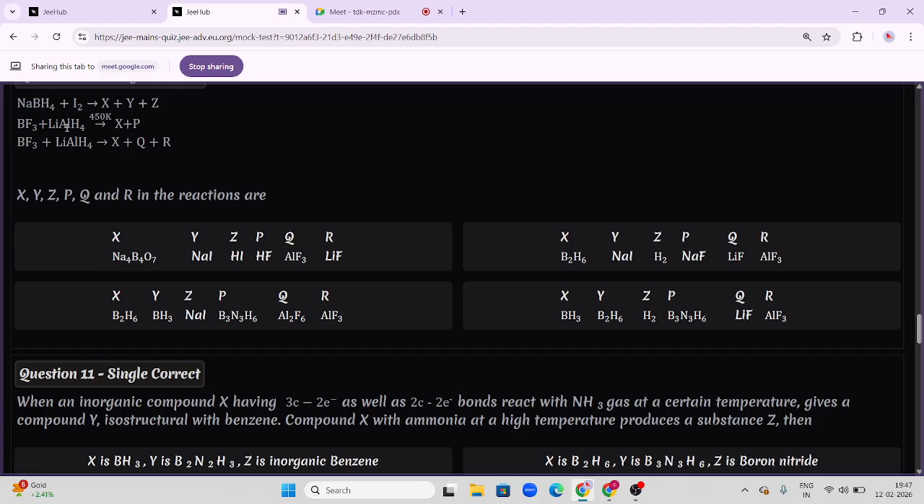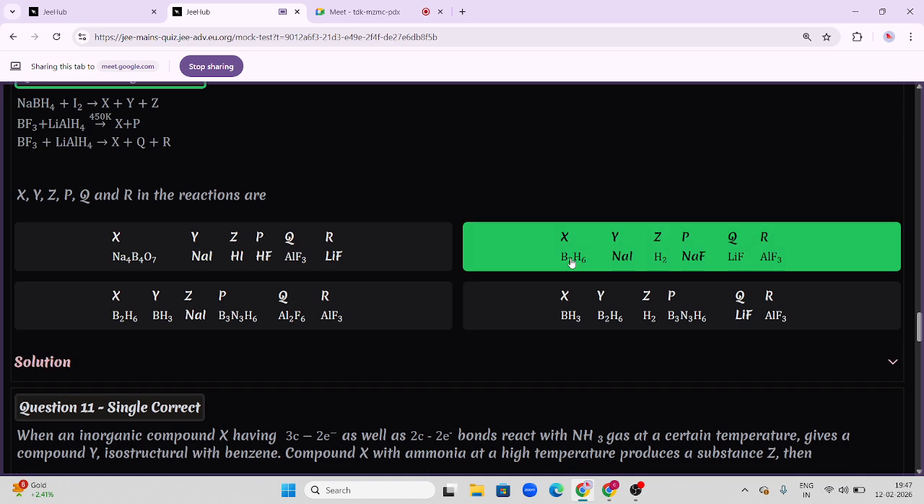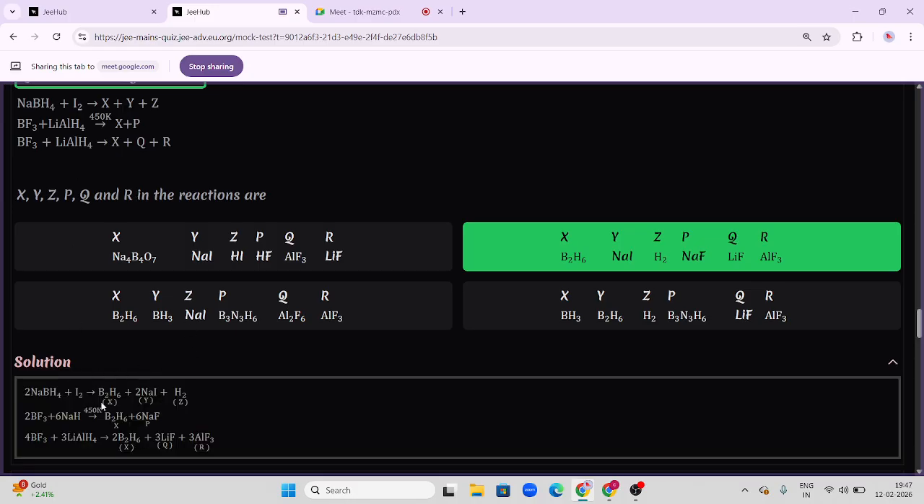Second option, ma'am. Second option, that's the right one here. Sodium borohydride, when it is treated with iodine, is giving you diborane. You can see the clue here is that everywhere it is only X, so it has to be diborane only, as I mentioned. Boron trifluoride with any reducing agent is going to give you diborane, so it is diborane here. Along with it forms sodium iodide as well as hydrogen here.